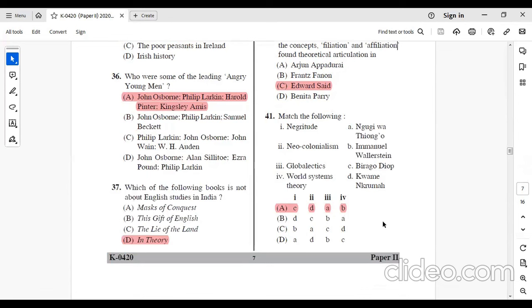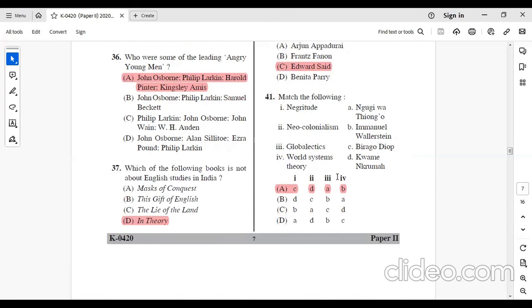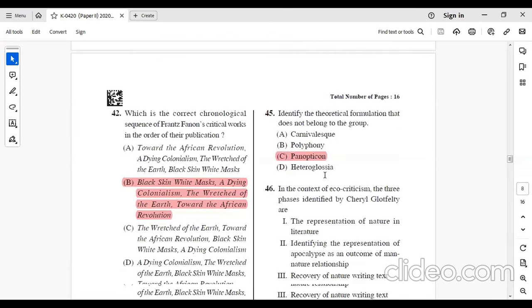Now let's match it here. Negritude belongs to Birago Diop. Neo-colonialism belongs to Kwame Nkrumah. This is option D. Globalectics belongs to Ngugi, option A. World system theory belongs to Immanuel Wallerstein. Now let's move on to question number 42.